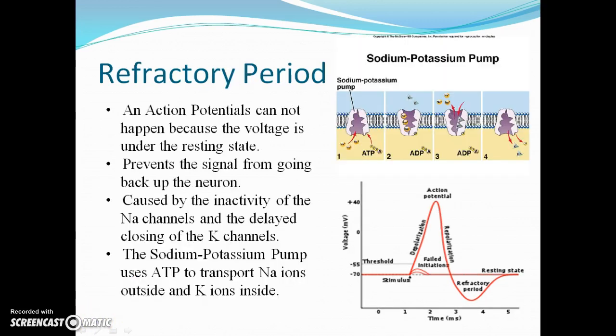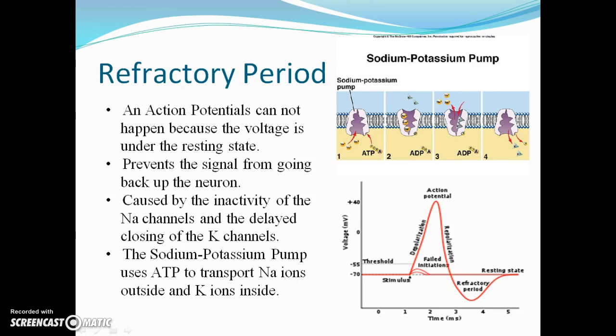The final stage of an action potential is the refractory period. The refractory period is caused by the slow closing of the potassium channels and the inactivity of the sodium channels. It causes the voltage to go below the resting state. This is important because it prevents an action potential from happening again while it is recovering, and it prevents a signal from going back up the neuron.